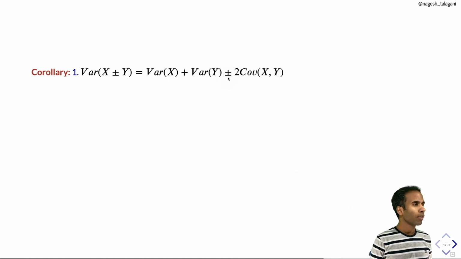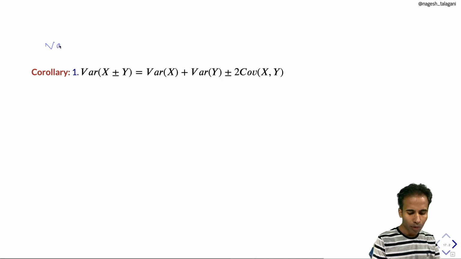Corollary 1: the variance of x plus or minus y is the variance of x plus the variance of y, plus or minus 2 times the covariance of x and y. These things follow from the above theorem. The variance of x plus y will be easy. Let me show you the variance of x minus y.